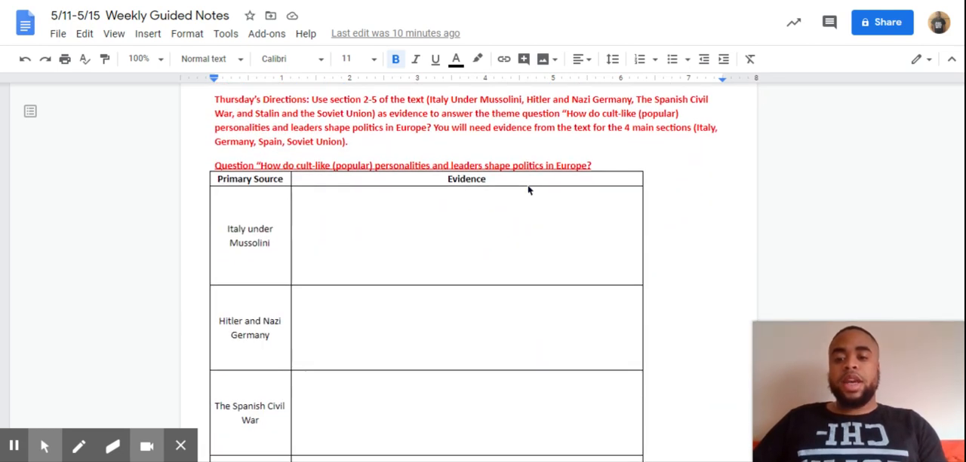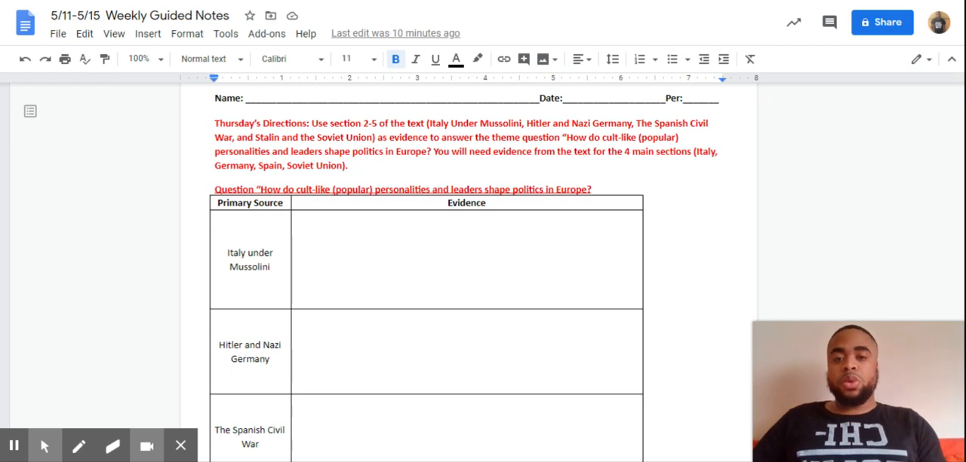On Thursday, some of the leaders that I mentioned, the people who were on the losing side of World War One, are using fascism and anti-Semitism to promote these dangerous messages in Europe and around the world. Some of these messages you'll notice in your text. So what I want you to do for the question, how do cult-like personalities and leaders shape politics in Europe, is take evidence from your online textbook and, in the evidence box, list some examples of how each leader represents this. How do they shape the politics in Europe?